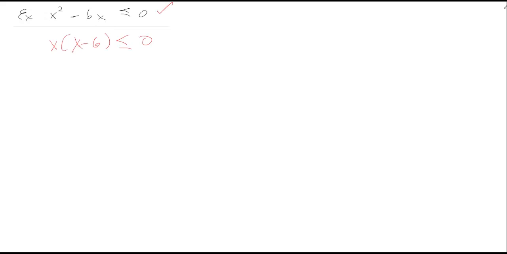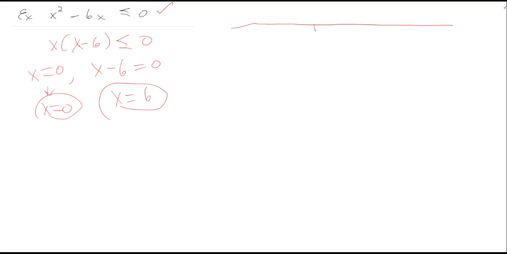Okay. Set each factor to 0, and we'll get our so-called partition numbers. So this one's already solved. It's just x equals 0. This one, one step, we get a 6. So these are your partition numbers. Okay, so you'll take your number line. Here's a 0. Here's a 6. This time we're including 0 and 6. So I'm going to just emphasize that. I'm going to put a dot there and a dot there. I know that those are part of the set.